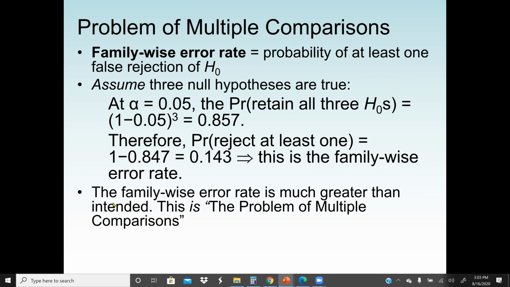Because we can see that here the family-wise error rate is much greater than the intended. This is the problem of multiple comparisons. You can see the alpha is 0.05, but the probability of rejecting at least one will be 1 minus 0.857, which will give me 0.143. As I said, 1 minus 0.05 to the power 3 should give us 0.857. And those are the values here.